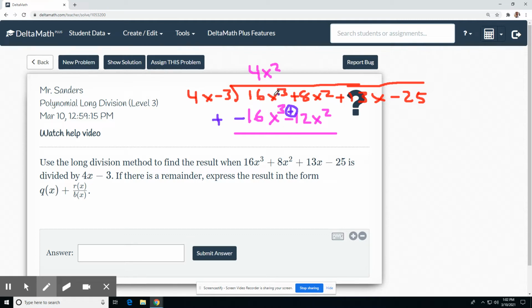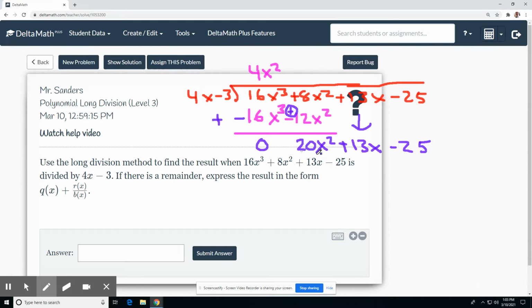So 16x cubed minus 16x cubed, you have to zero it out. And then 8x squared plus 12x squared is 20x squared. That's why I kind of circle it. That's the one I focus on. I don't like changing the original problem, so this allows me to keep it for the most part. All right, so now this, and then everything else drops down. Plus 13x minus 25. Then the process repeats.